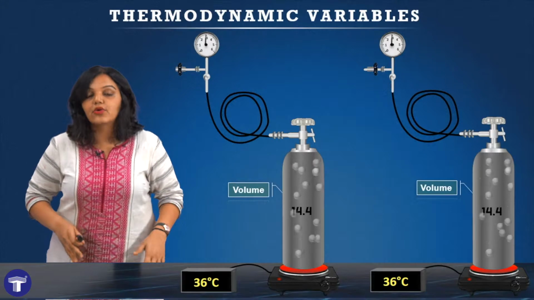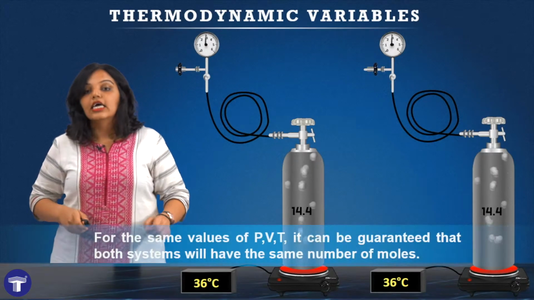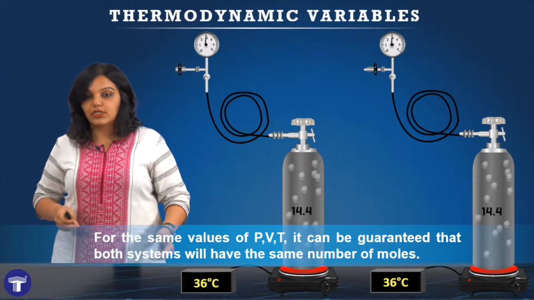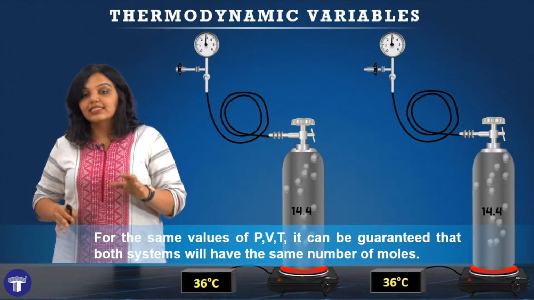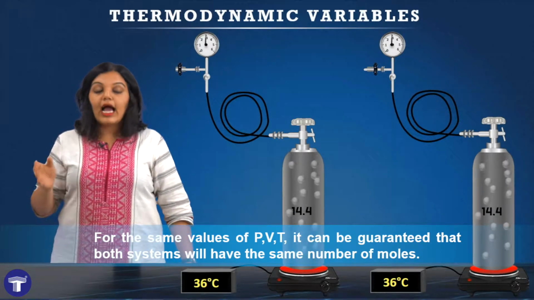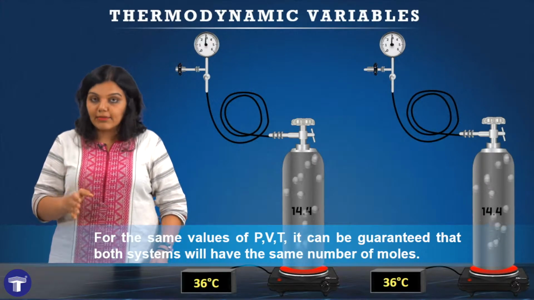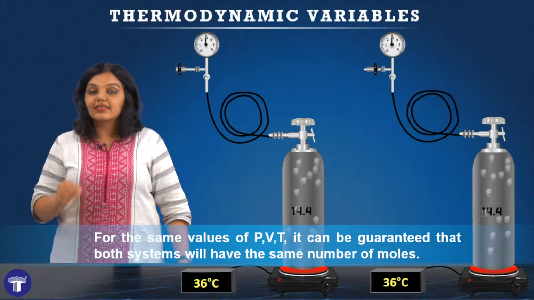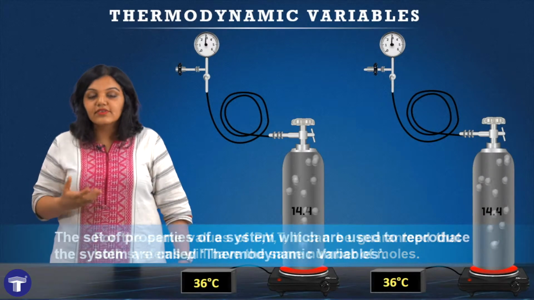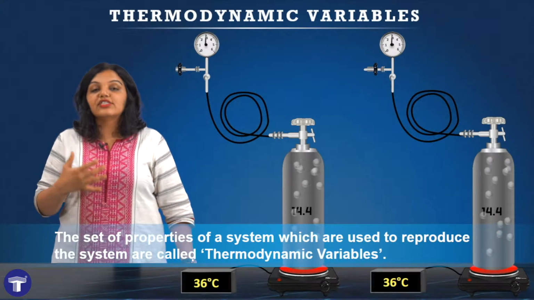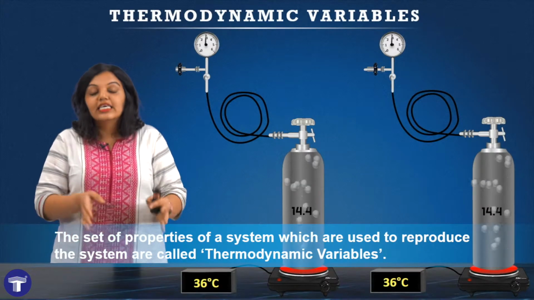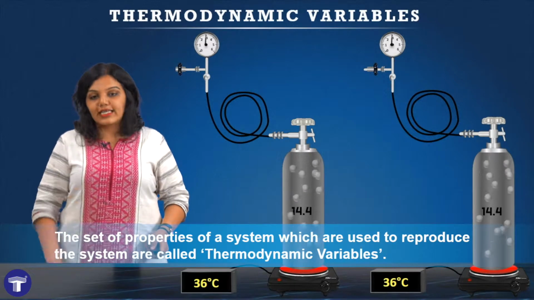Now what I'm trying to tell you is that in this case I can guarantee that for an ideal gas, for the same values of pressure, volume and temperature, both systems will have the exact same number of moles. All I had to do was make sure that both of them had the same pressure, same volume at the same temperature, and I was guaranteed that the number of moles in both of them was going to be exactly the same. And therefore these variables which can define the set of properties of a system which we can use to make a copy, such variables are known as thermodynamic variables.